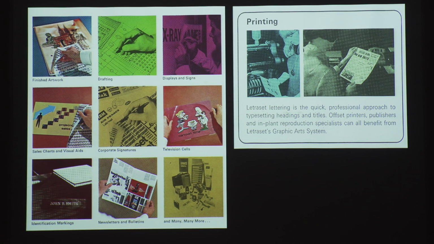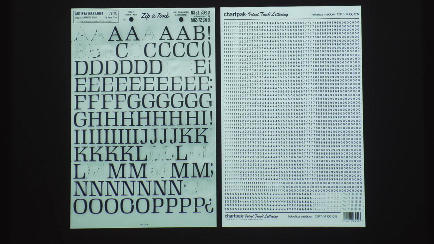So dry transfer type, which a lot of people would just refer to as Letraset, in the same way that we call tissue Kleenex. Letraset came out I think in the late 50s, but really hit its stride in the 60s, and offered a lot of ways to set display type and eventually other kinds of uses as well. And there were many competing brands as well, like Zipatone, Chartpak, Decadry.